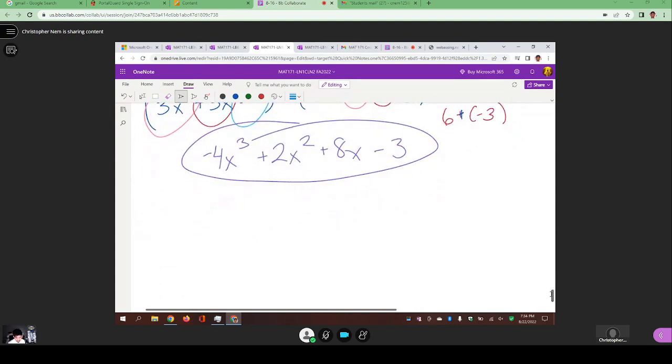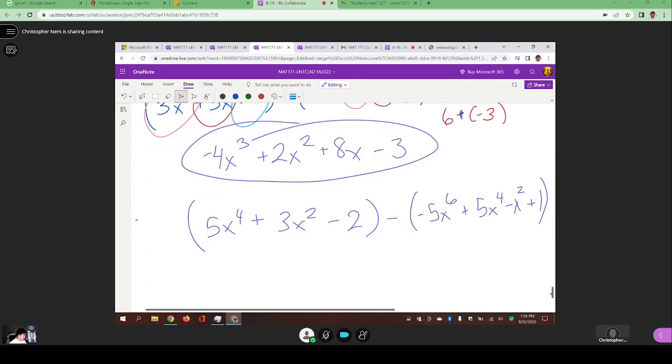I encourage you guys to try this little practice on your own free time. You guys can try out 5x to the 4th plus 3x squared minus 2 subtracted by negative 5x to the 6th power plus 5x to the 4th minus x squared and then plus 1. I encourage you guys to try this as an exercise.